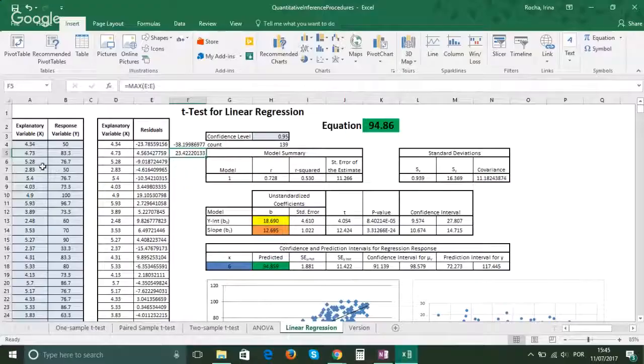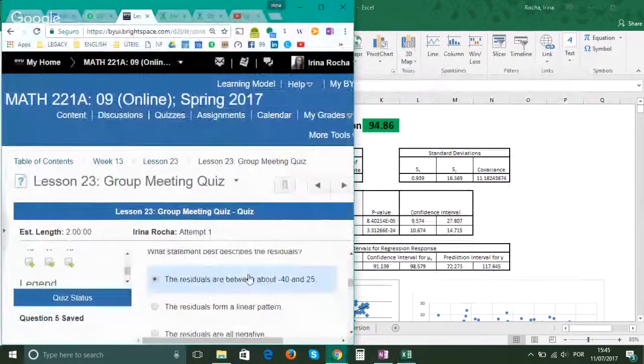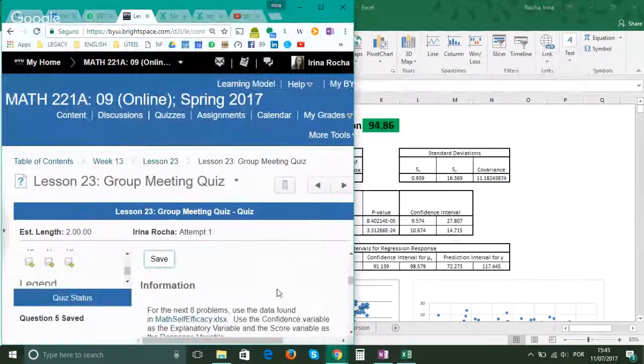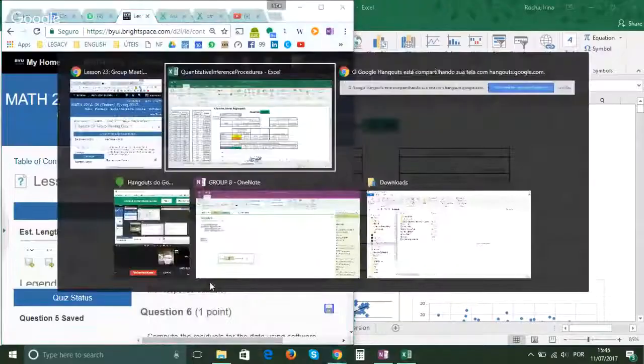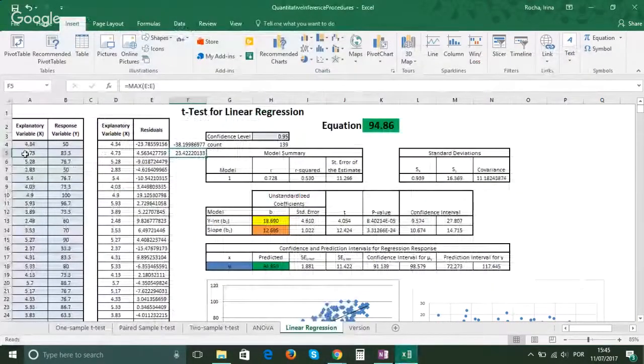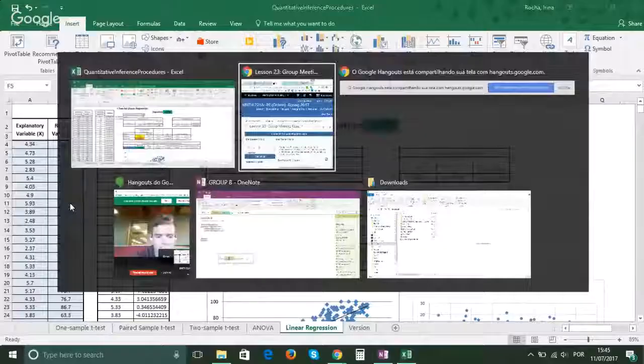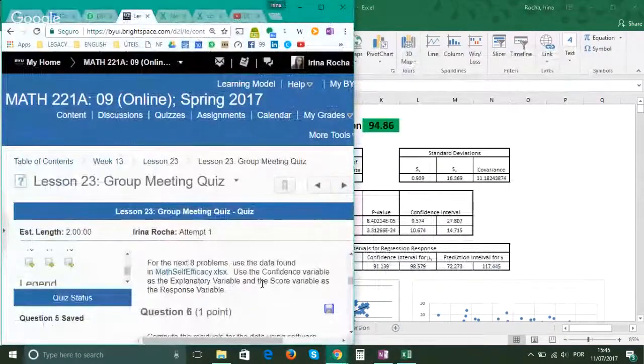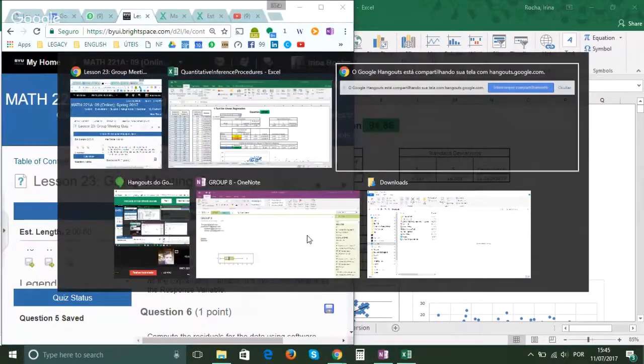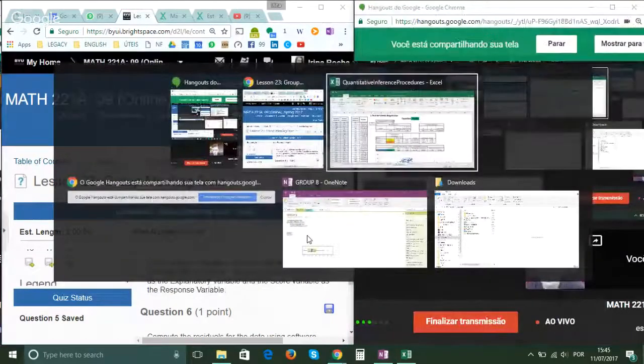Like, so your x and y is opposite from my x and y. Was I supposed to? It says right there where we just read, use the confidence variable as the explanatory variable. So the explanatory variable is the confidence, from 1 to 6, how confident they were on that. And use the score variable as the response variable. In other words, they're asking you to plug it in the opposite way.